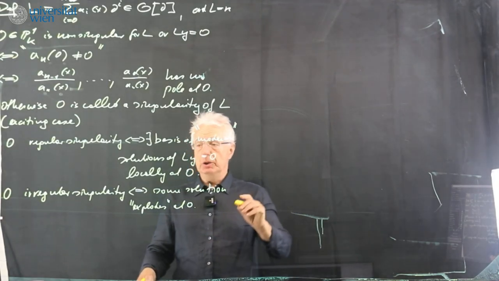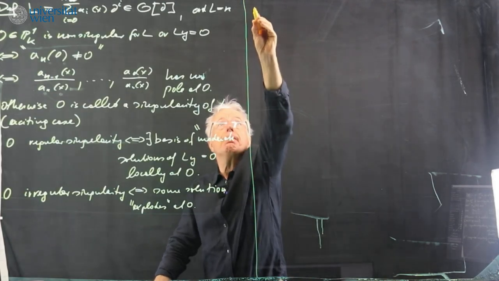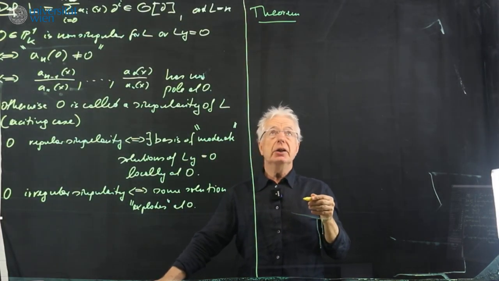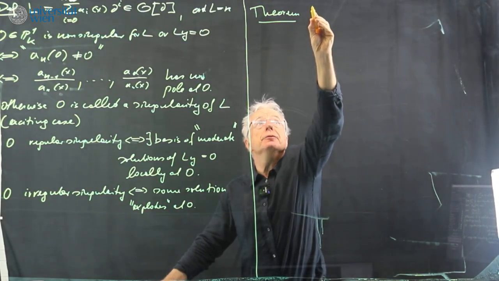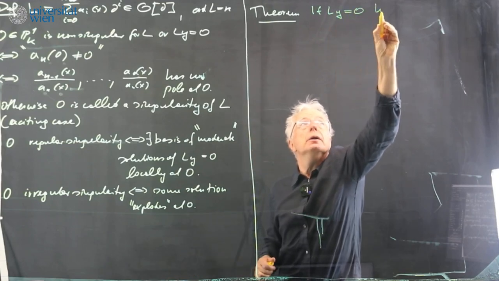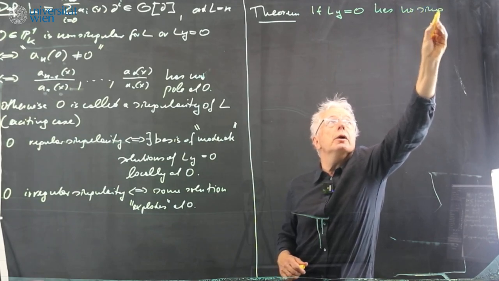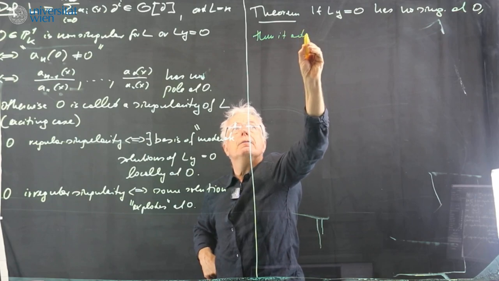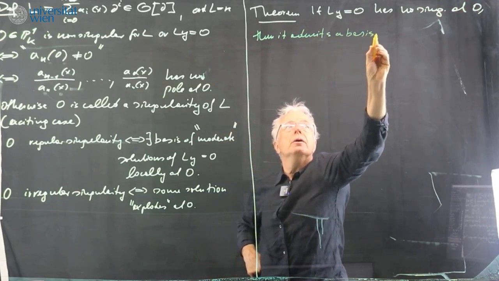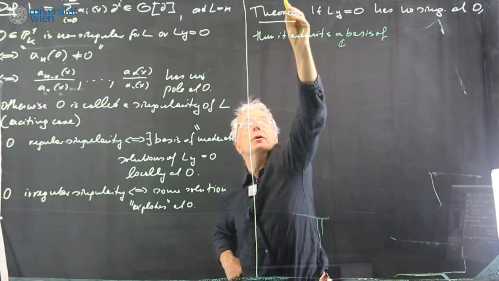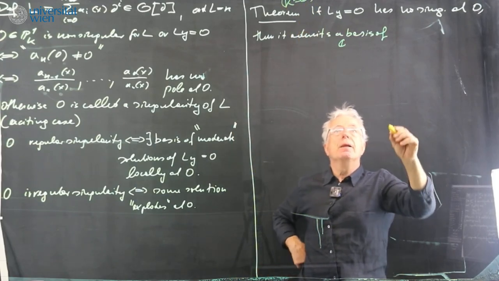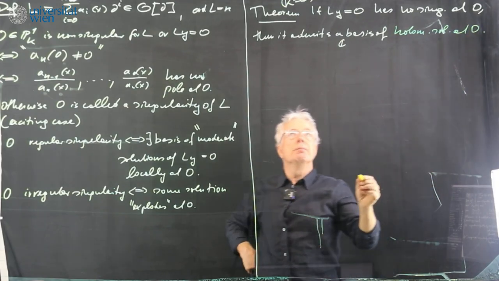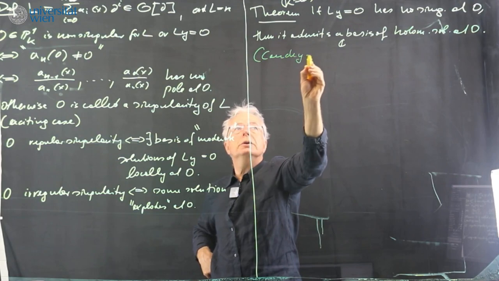Now, let me formulate the theorem of Cauchy-Kovalevskaya. And I do it in the holomorphic setting. Maybe you have seen it just in the real setting for differentiable functions. So if Ly equals zero has no singularity at zero, then it admits a basis, and when I say C, here we are over the complex numbers. In the holomorphic setting, classically, it admits a C-basis of holomorphic solutions at zero. This is Cauchy-Kovalevskaya.